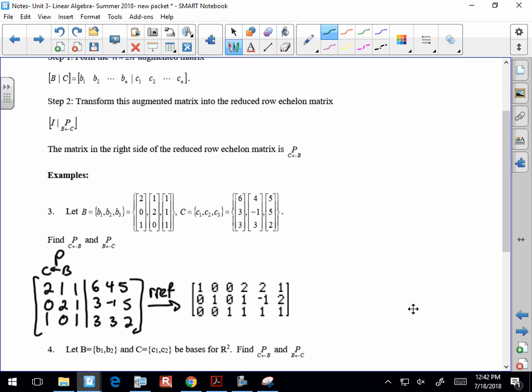All right, so the left-hand side is row reduced down into reduced row echelon form. This right-hand side becomes the transformation matrix that takes anything that's in basis B and shoots it on over to basis C.